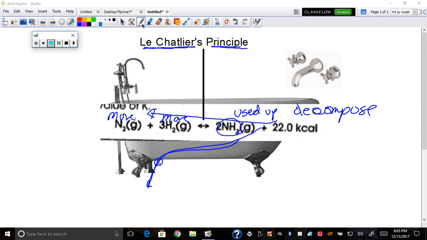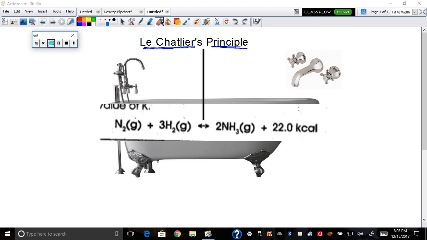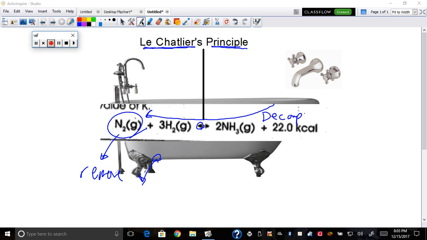So if you pull the plug, if you remove one of these H's, the reaction will shift this way. Okay, let me show you that again. Get rid of all this scribble. If you remove some N2, it's the same thing as putting a hole in the bathtub, pulling the plug. Now all water begins to rush out this way. The chemical reaction begins to go to the left now. You're decomposing it. You're decomposing the NH3, and it's changing back into H2 and N2.